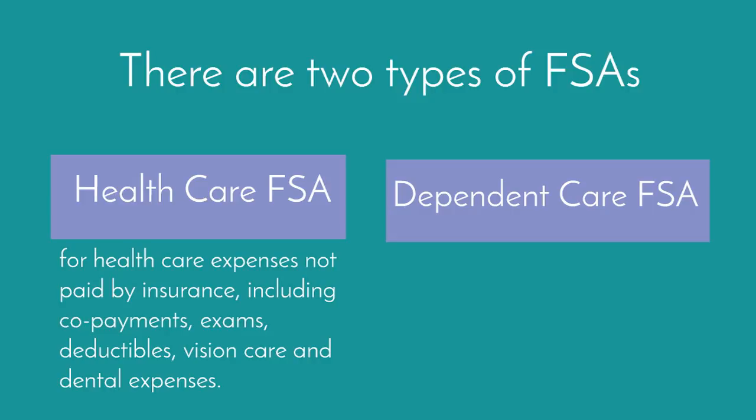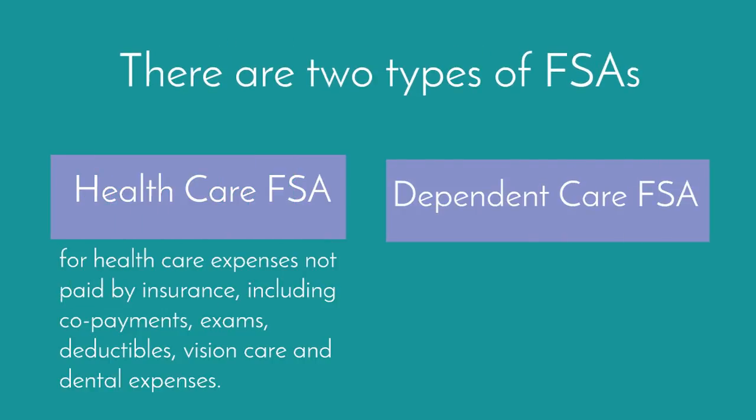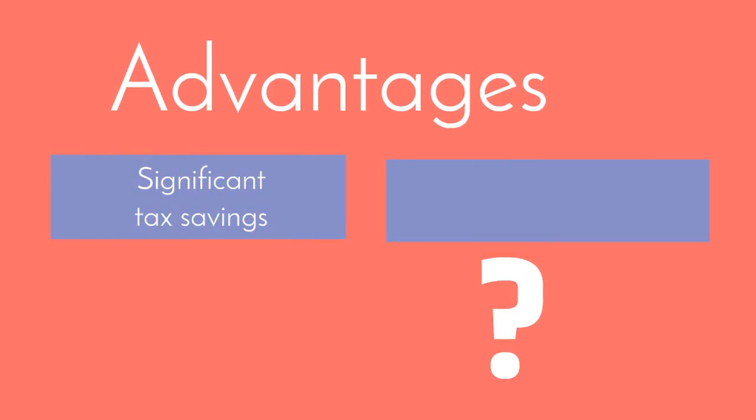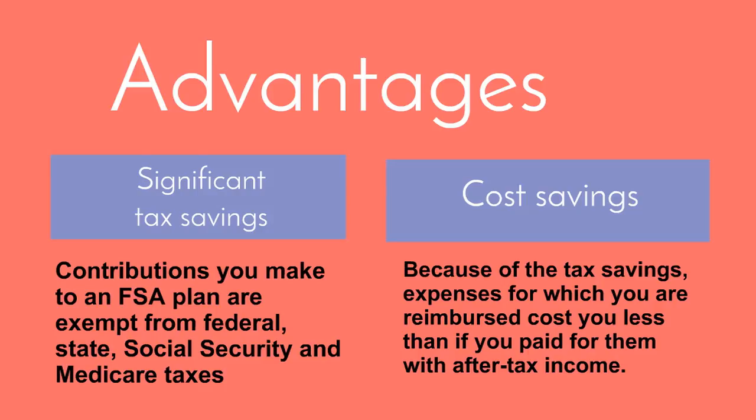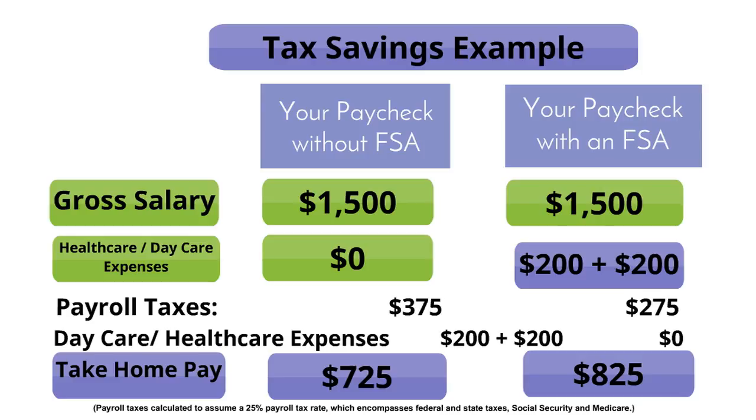There are advantages and disadvantages of enrolling in flexible spending accounts. Let's take a look at advantages first. Contributions you make to an FSA plan are exempt from federal, state, Social Security, and Medicare taxes. Because of the tax savings, expenses for which you are reimbursed cost you less than if you paid for them with after-tax income. Let's take a look at an example. The following example shows the advantages of FSA and is based on an annual salary of $36,000 and represents $100 additional take-home pay a month.